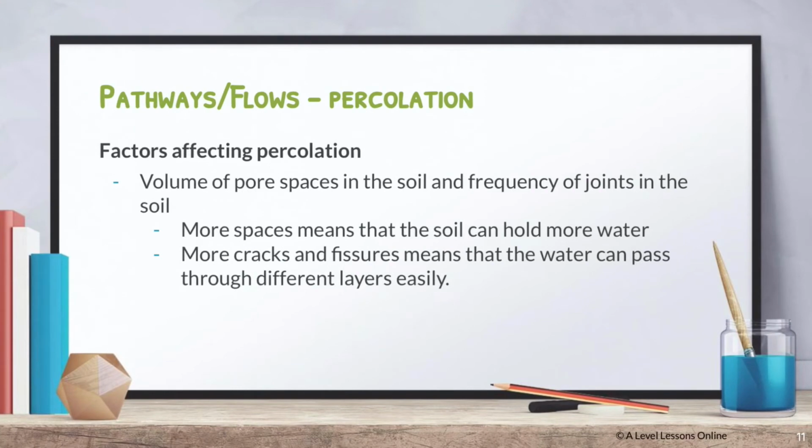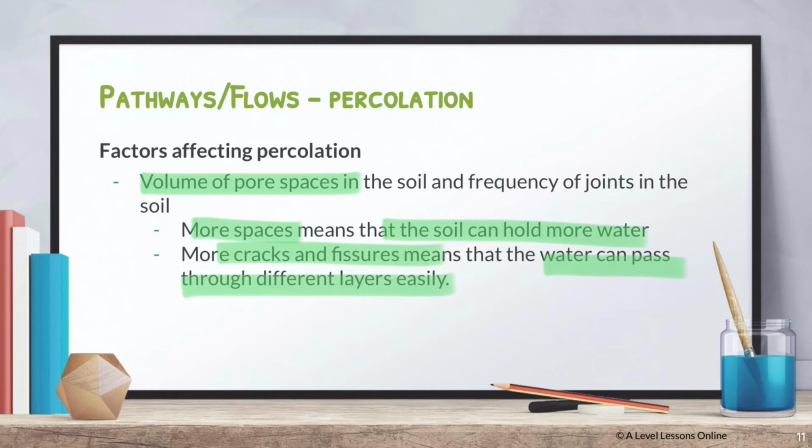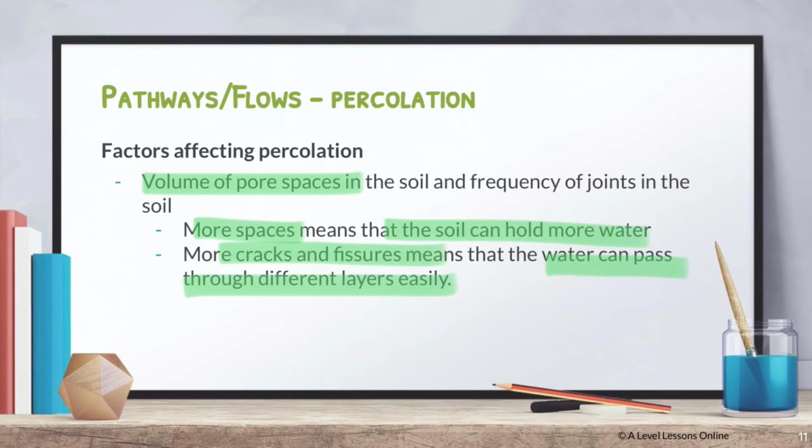The factors affecting percolation are very, very simple. Firstly, the volume of pore spaces in the soil and the frequency of joints. Essentially, like I've said, the air bubbles. Are there still a lot of pore spaces left? Basically, the more pore spaces there are, the more water can be held. More cracks and fissures also mean that the water can pass through different layers very easily and very fast. Likewise, if there are more pore spaces, the soil can hold more water. Hence, there's more room for percolation to take place.